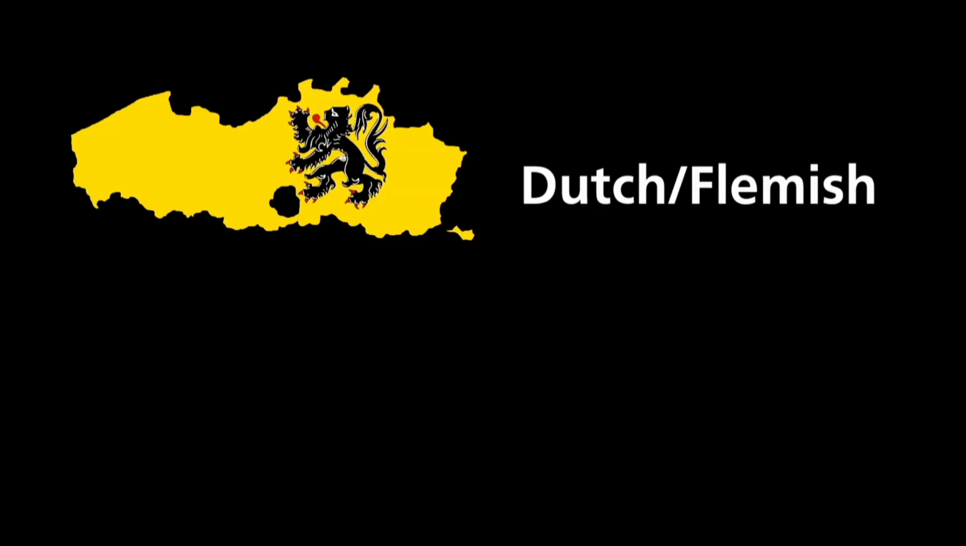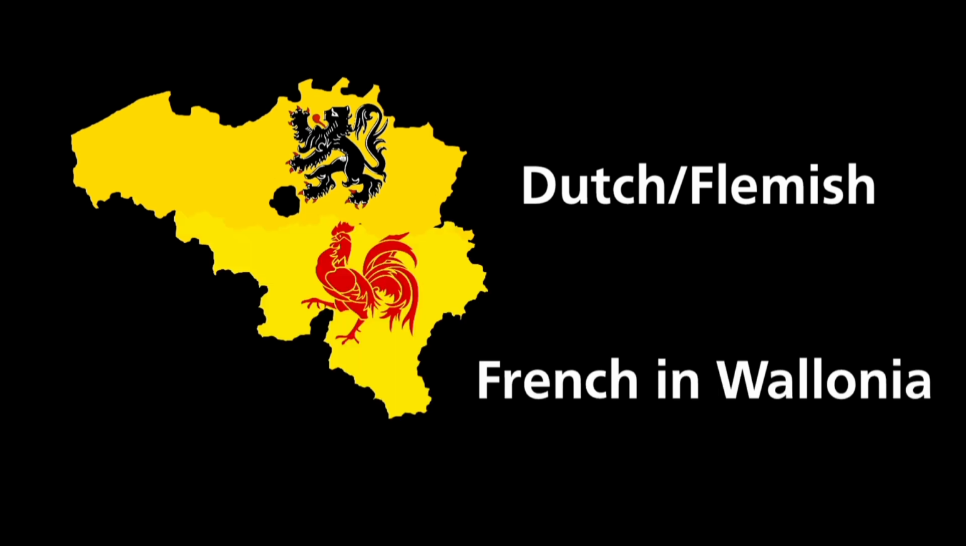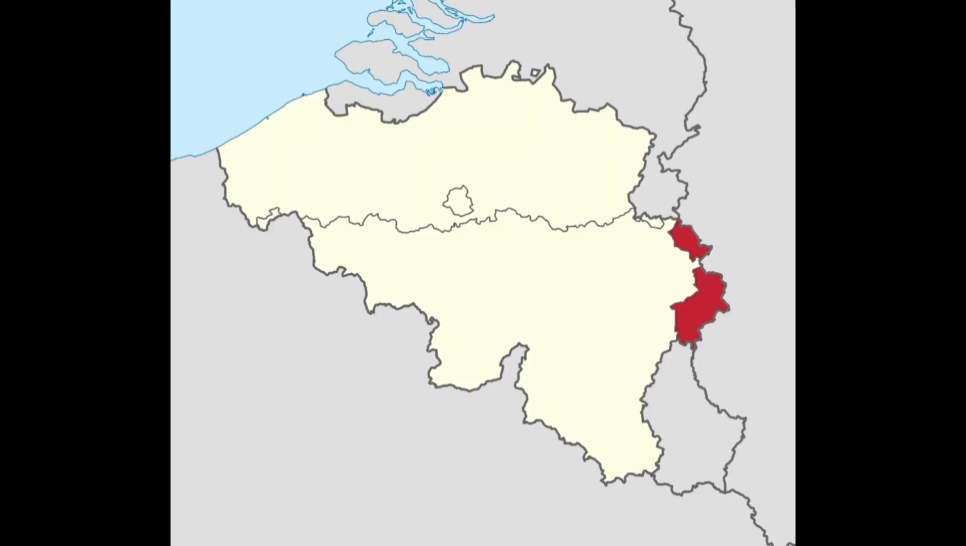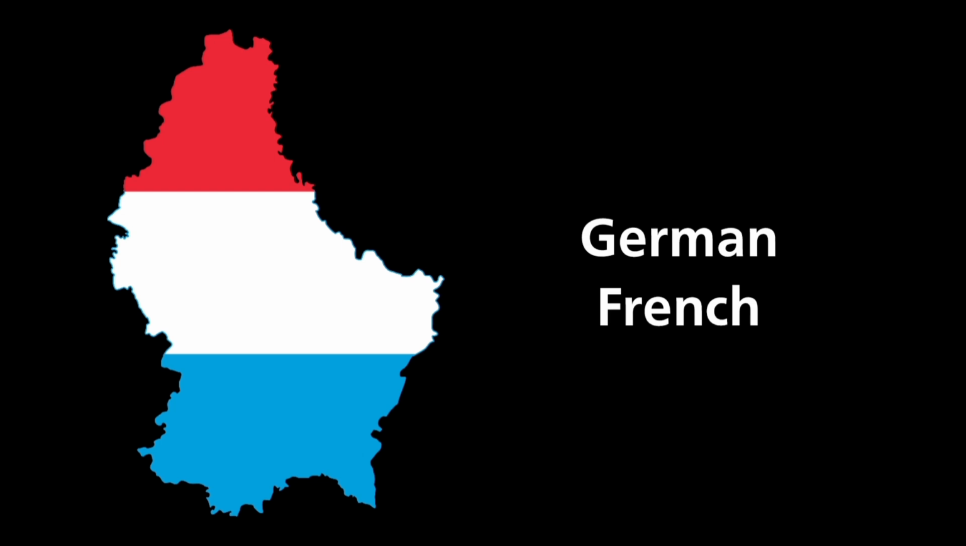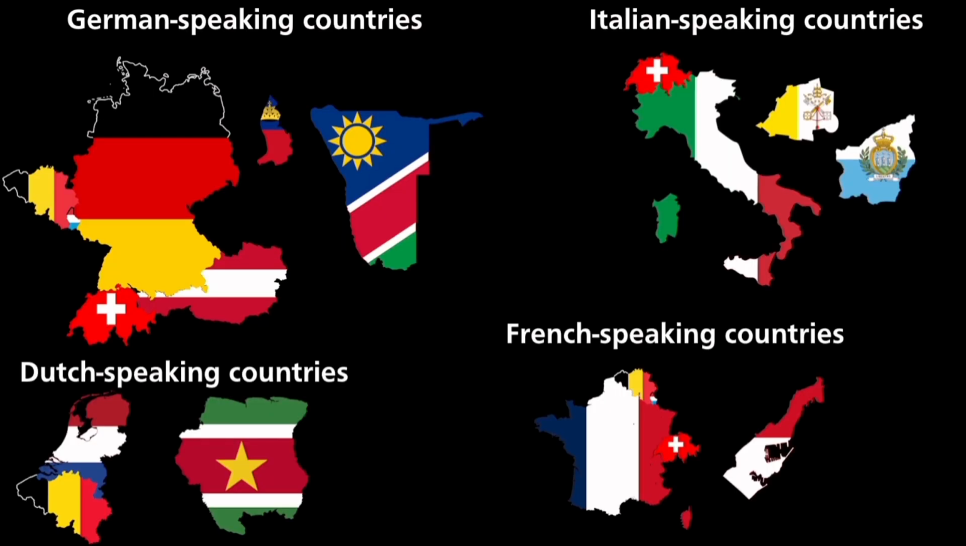Belgium, however, is linguistically pretty much divided internally. Dutch, or Flemish if you will, in the north, and French in the south, in addition to German in some parts. Luxembourg speaks German and French, but also has its own language called Luxembourgish. This is where the flag dilemma becomes even worse.